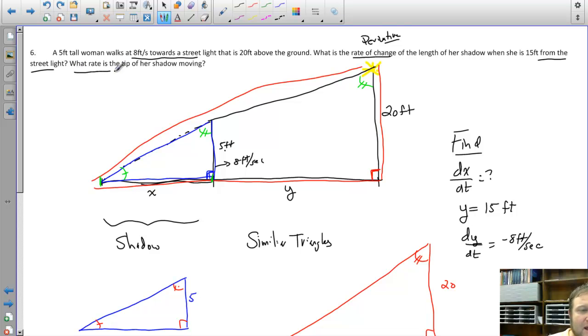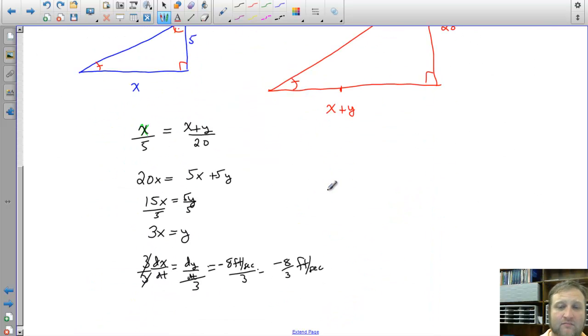Now we want to answer what rate the tip of her shadow is moving. So let's identify the tip. The tip is just this point right here. I'm going to call that point P. Okay, let's think about this. I realize that P is the tip of my shadow. If I look at P, it is just going to be x plus y. So P is equal to x plus y.